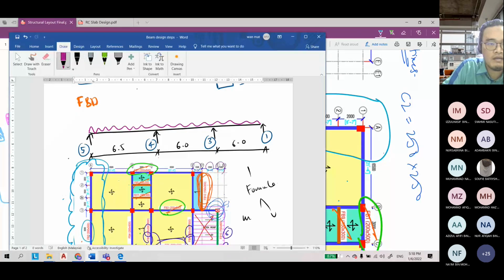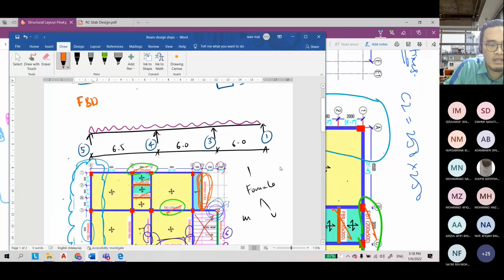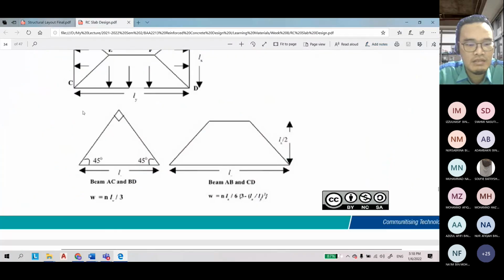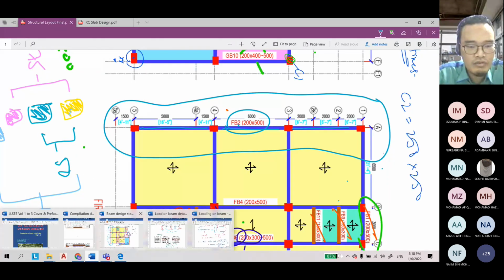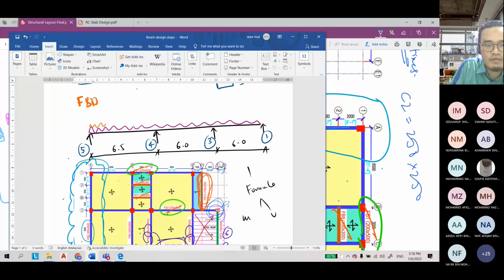Okay, and then what else? Any opinion? The loading on my beam? Do I have the brick wall here? You think? Yes, I have the brick wall here. Thank you very much. So the brick wall here is also the GK. So here is the brick wall, also as the GK. The whole beam, I have the brick wall.